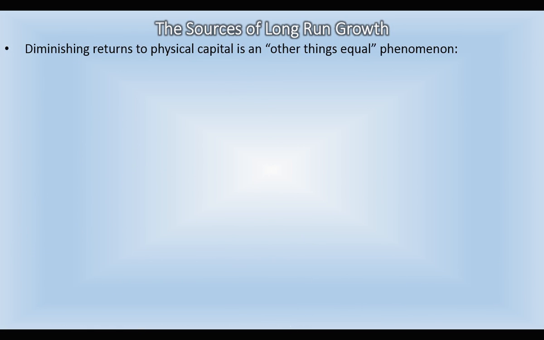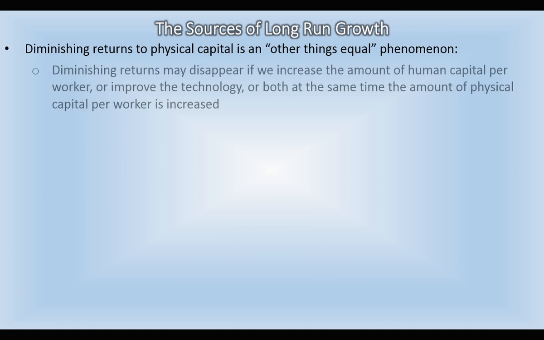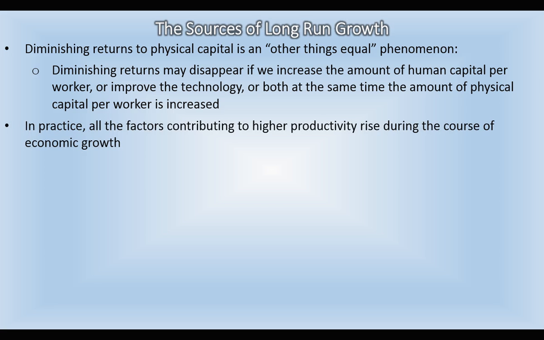Diminishing returns to physical capital is an other-things-equal phenomenon. Diminishing returns may disappear if we increase the amount of human capital per worker or improve the technology, or both at the same time, as the amount of physical capital per worker is increased. In practice, all the factors contributing to higher productivity rise during the course of economic growth.